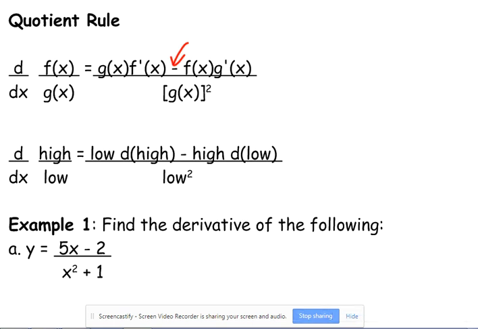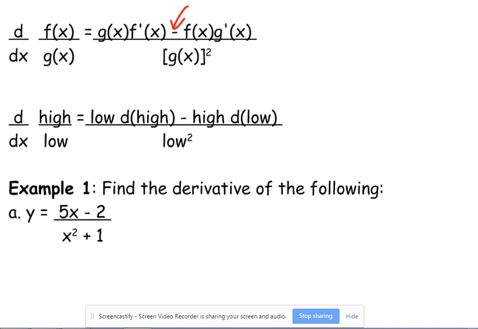Now, when I was learning it in high school, my calculus teacher shared this with us, and it really helped us remember it. Thinking about the high function over the low function, so it's low d high: low times the derivative, bottom function times the derivative of the top function, minus high d low, top function times the derivative of the bottom function, all over low low, or low squared.